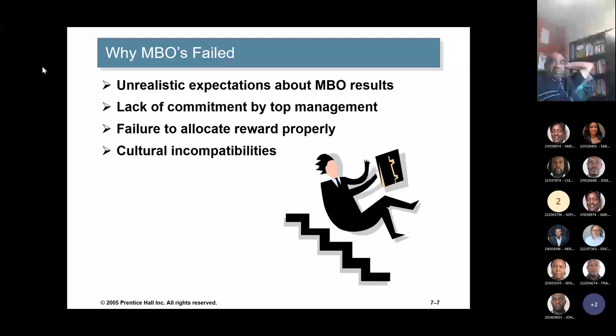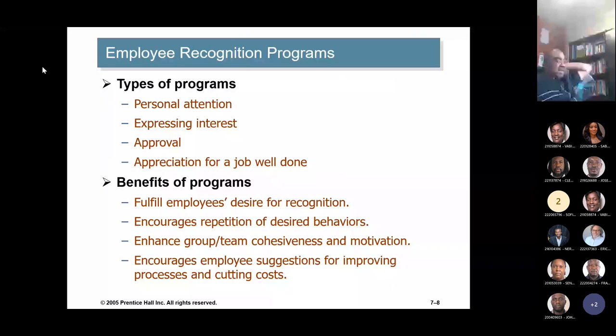Now, apart from other aspects of motivation that are monetary or extrinsic in nature, we have another motivation approach, which is the employee recognition program. Personal attention is given to an employee who has performed excellently, employees are invited to express interest in some of the organization's activities, and they are appreciated for a job well done. That can be a source of motivation for employees.